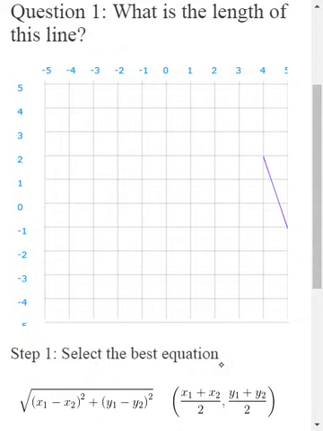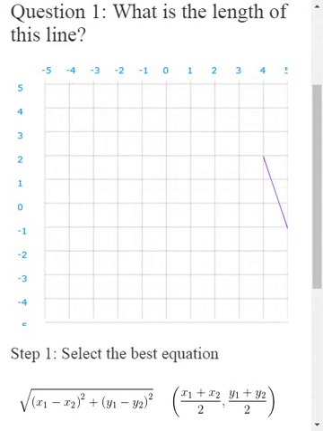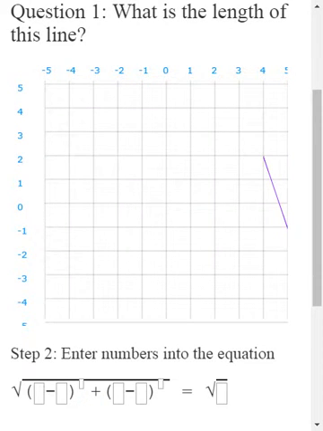I have two options here. This one here is called the midpoint formula, so that's not what I want. I want this one right here. This is the equation for the length of a line. So what do I put in here? These are the x values, these are the y values.